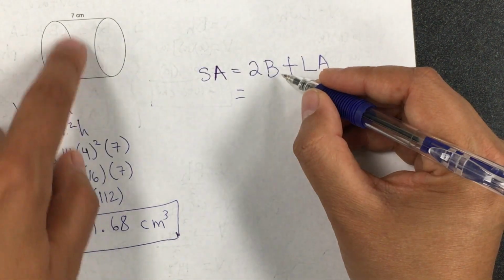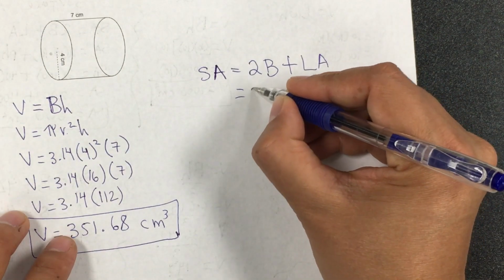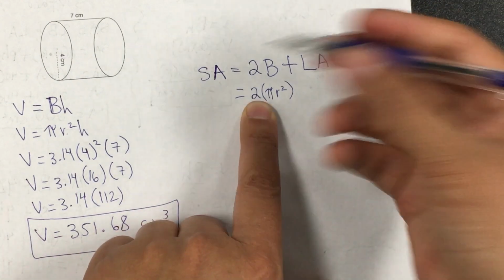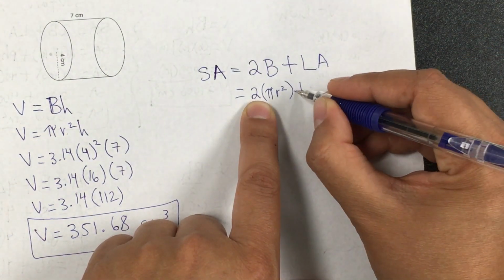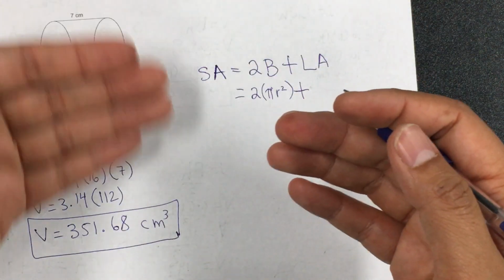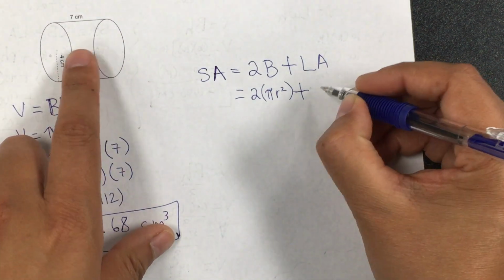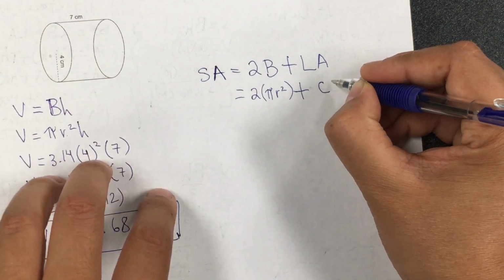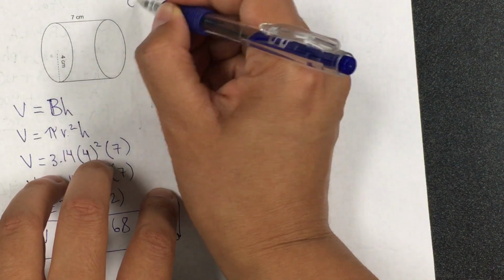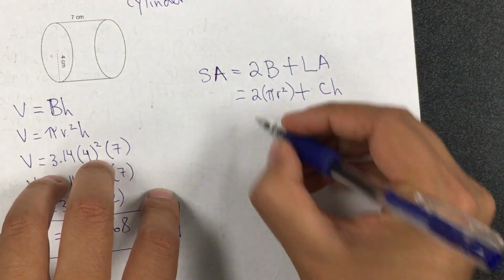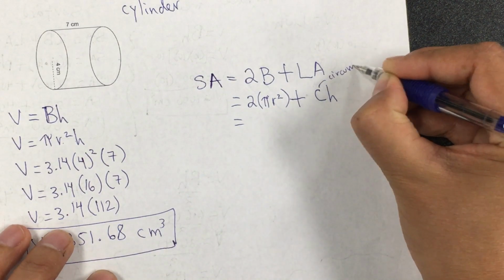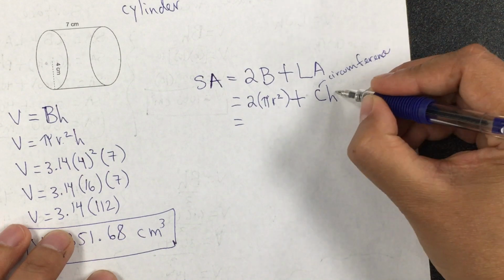And so for the base, we have a circle, which is 2 of those. So it's pi r squared multiplied by 2 because it's 2 of those bases, plus the lateral area. When you open the paper that rolls around the can, the base is the circumference. So circumference times the height of this cylinder. Okay, this is a cylinder. And so that's what you're going to have: circumference times the height.